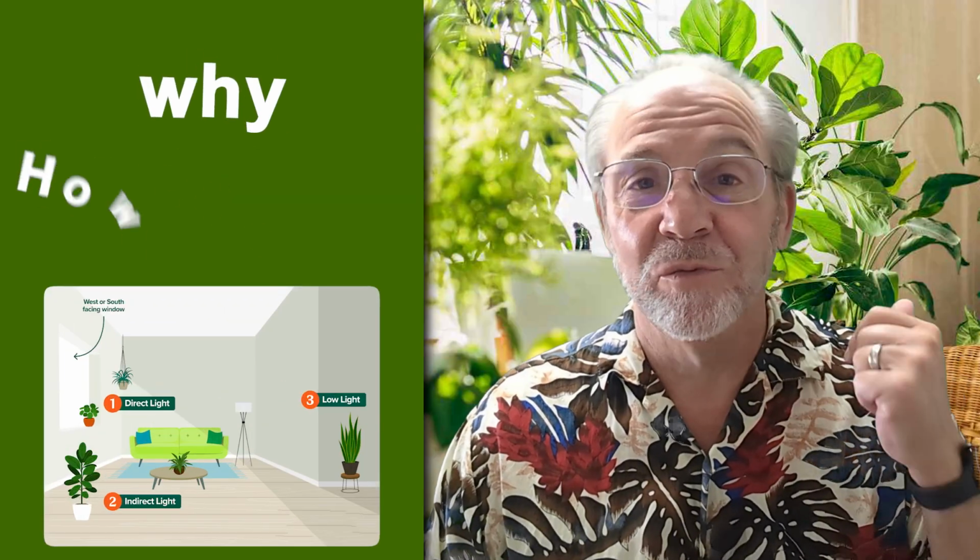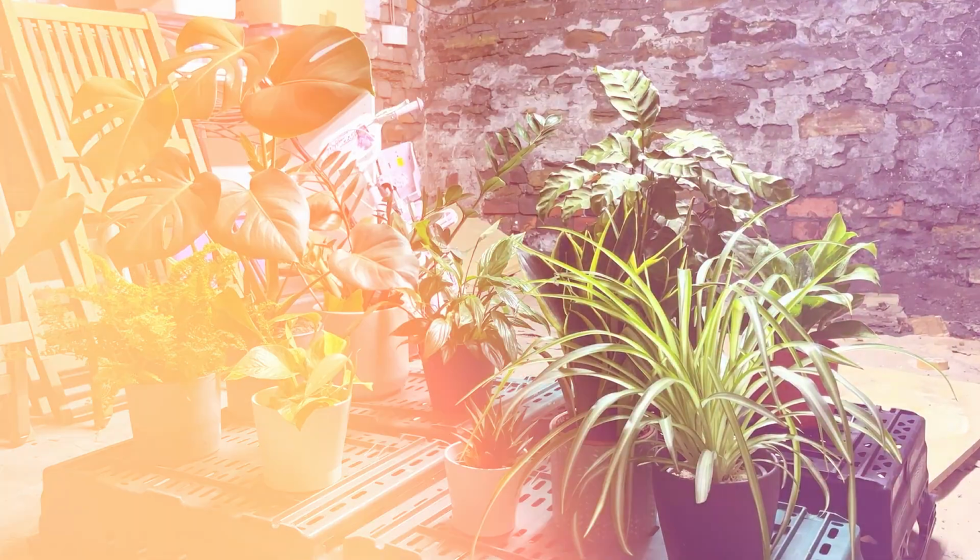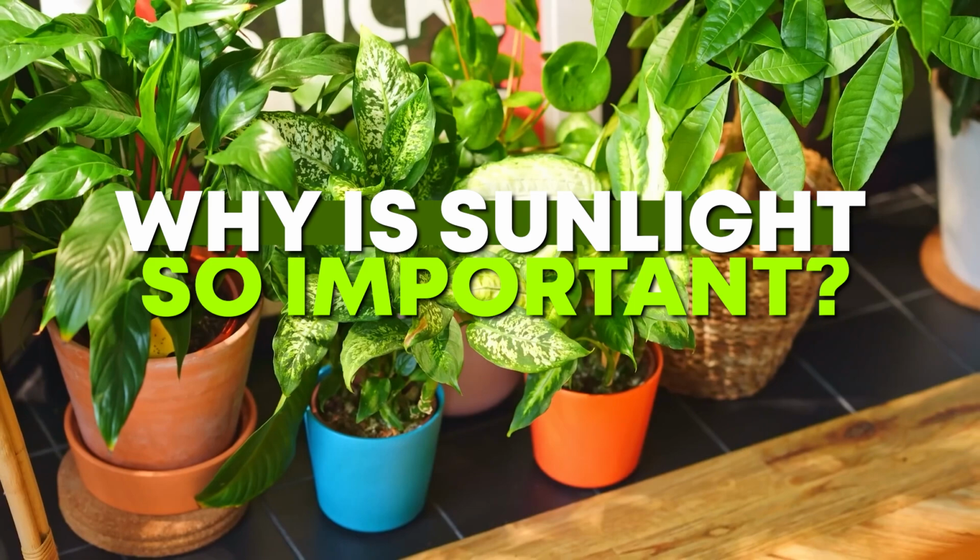Most of the time it's indirect sunlight, but there are different levels to that too. So we're going to go through and talk about the why, how, and what of indirect sunlight so your plants can thrive, because the right placement and right amount of sun is very important. First, why is sunlight so important?